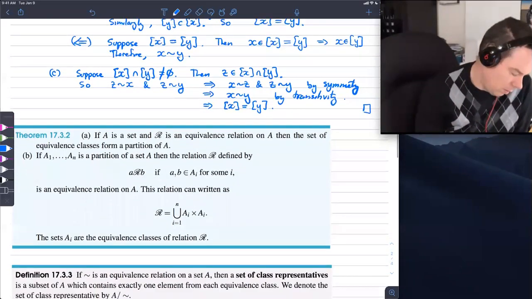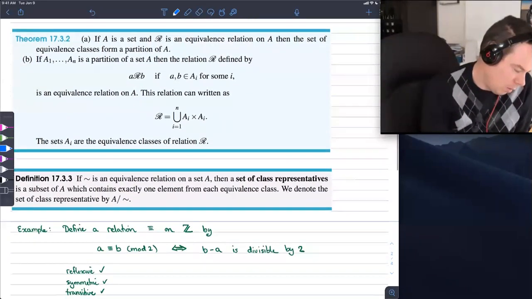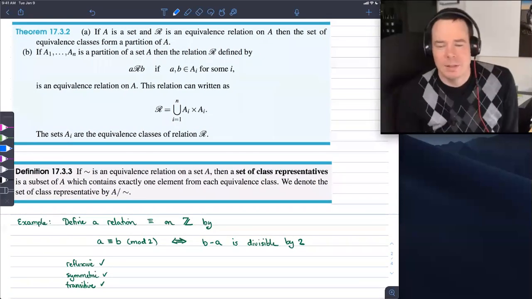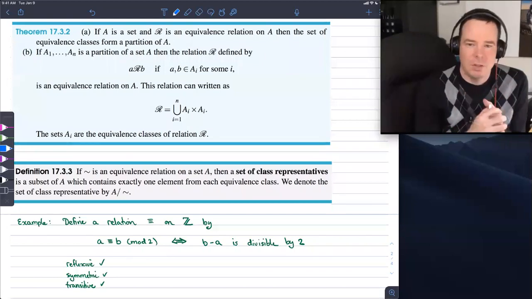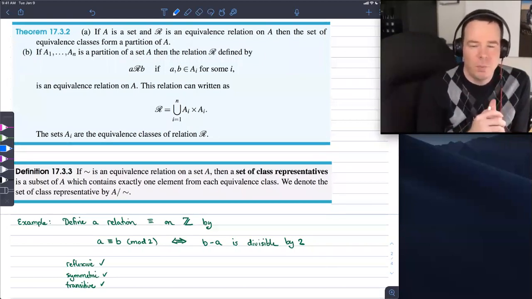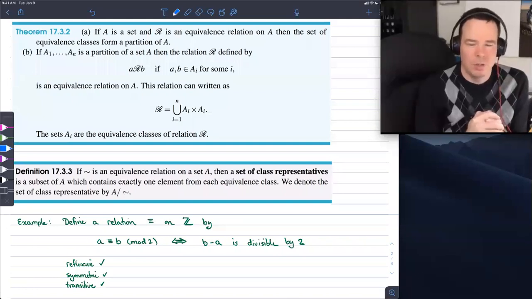So this theorem, theorem 17.3.2, really says that if you want to partition things into sets, one way to do that is to create an equivalence relation on the set and let the equivalence relation do the partition for you.